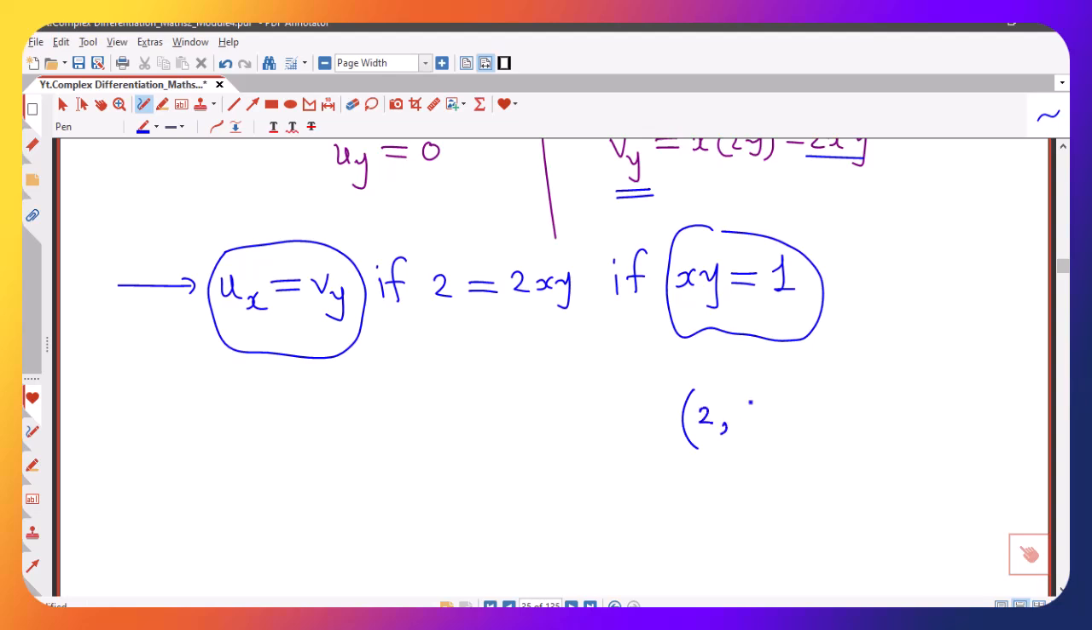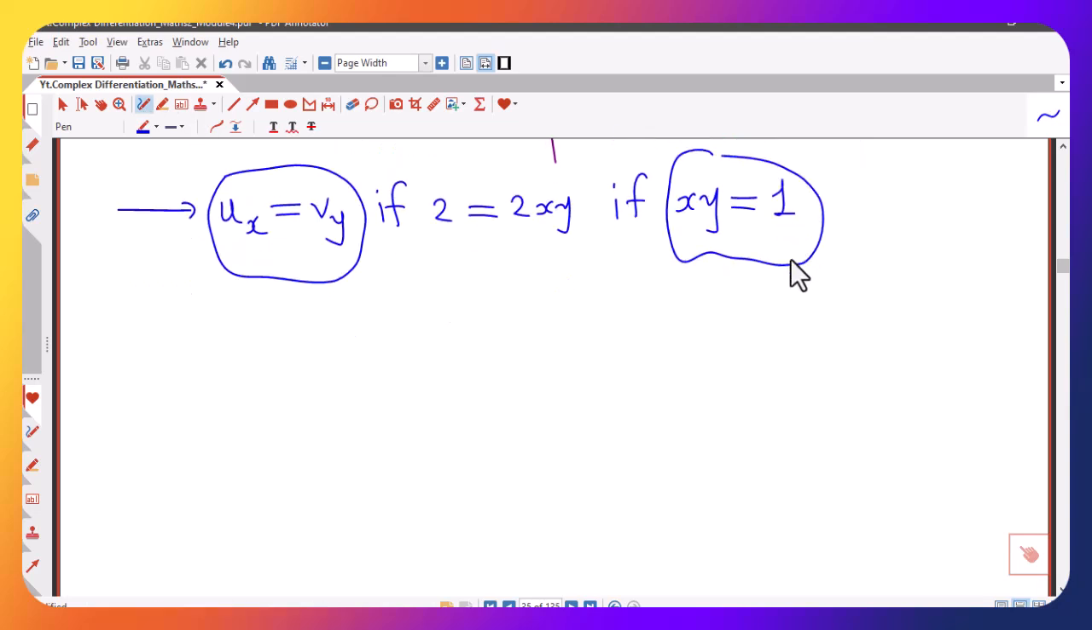That means if I consider, say, z equal to 2 comma 1 by 2, then the product of 2 and 1 by 2 is 1. Therefore this equation is satisfied at this point. Similarly I can write 1 by 3 comma 3. So we have to understand which curve is represented by this equation, x into y equal to 1.